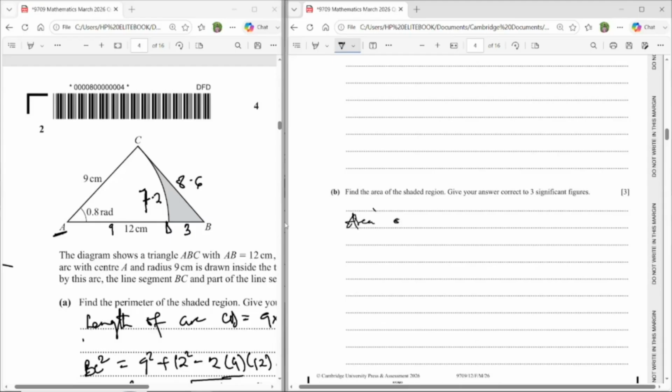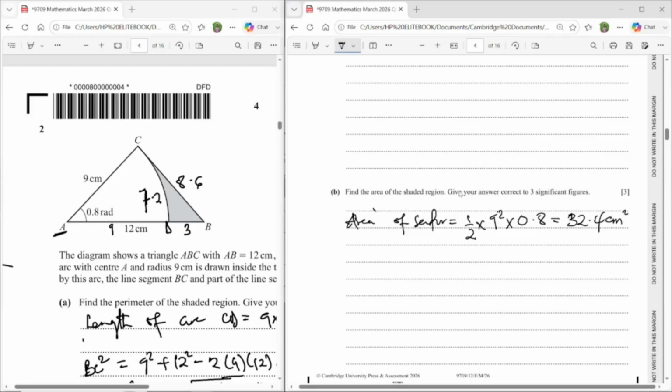Area of sector, and remember that is half r squared theta. So half, our radius is 9, so 9 squared, times our theta, which is 0.8. So we solve this and we get 32.4 centimeters squared for the area of the sector ACD.